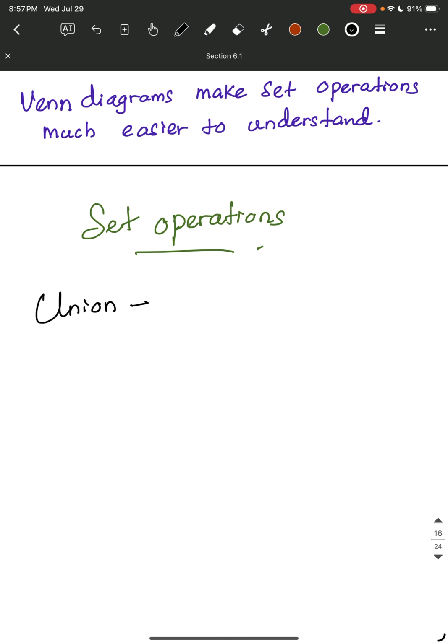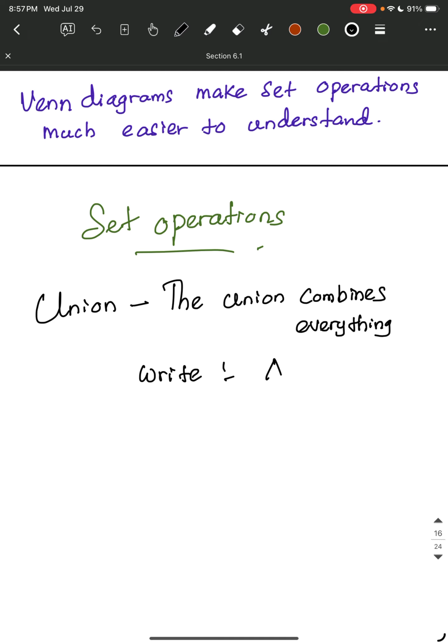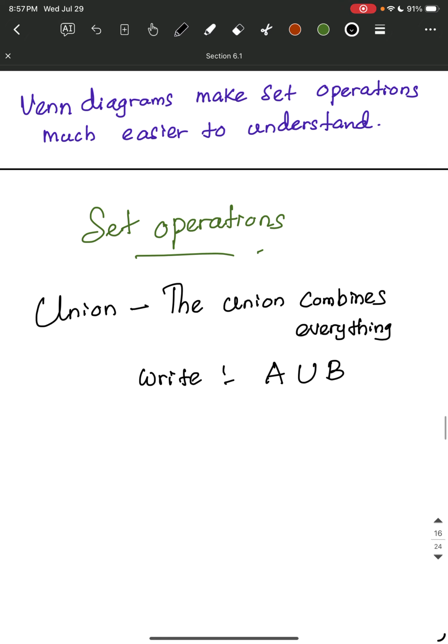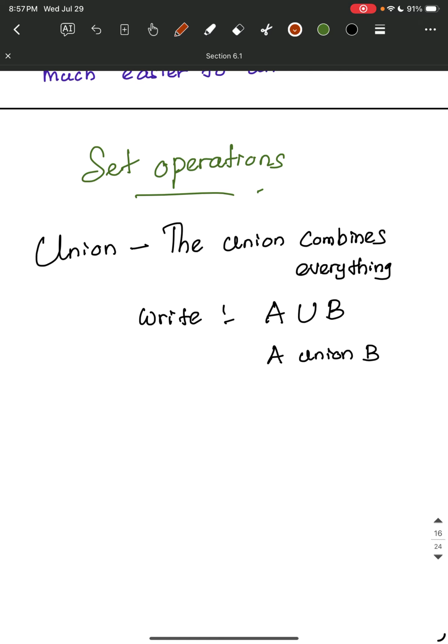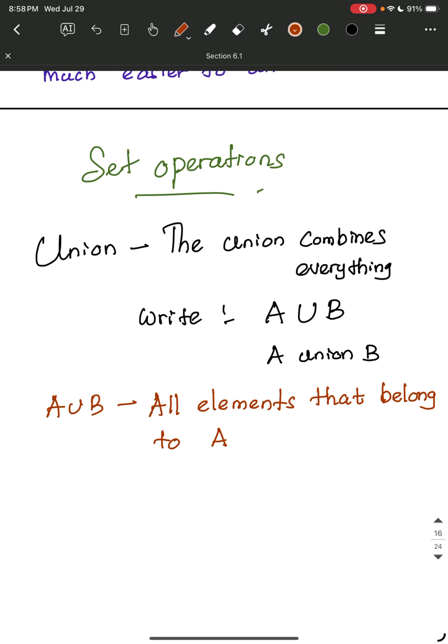The union combines everything. Write it symbolically: A union B. The definition: all elements that belong to A or B or both. A union B, all elements that belong to set A or B or both.